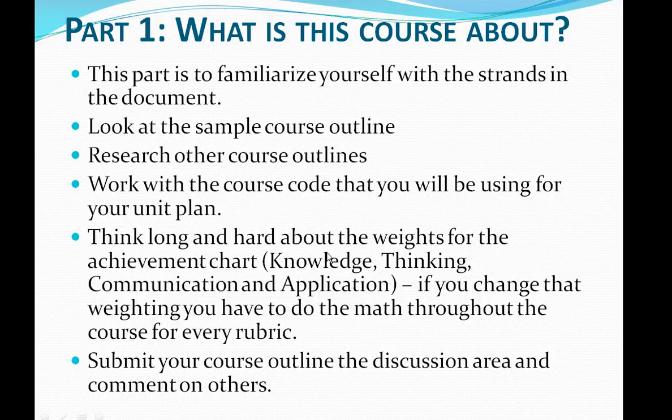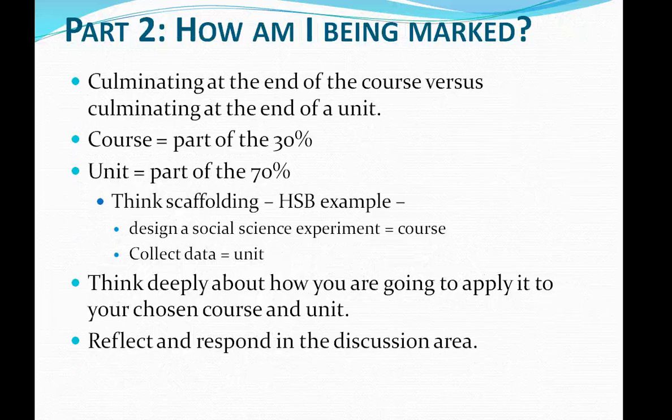Make sure that you pay attention to the weighting for the achievement chart areas, the knowledge, thinking, communication, application. If you change that weighting, then you have to stick to that weighting throughout the whole course. So if you take communication down to 10 and application up to 20, 25, then every rubric you do and every evaluation piece you do throughout the whole course, you must do the math of all that weighting change. So just keep that in mind. Submit your course outline and we'll comment on it.